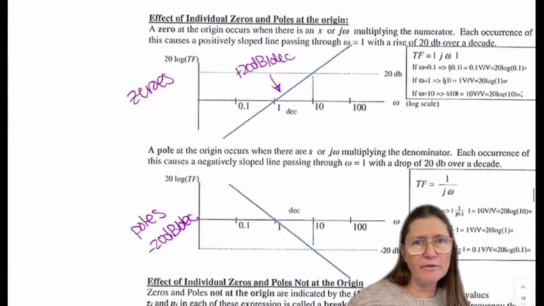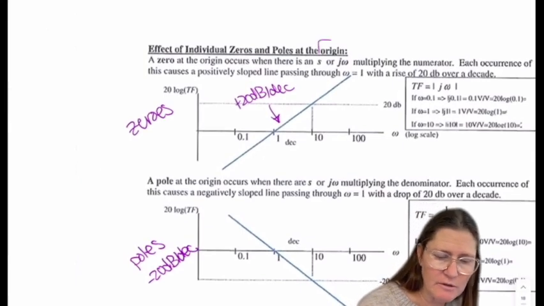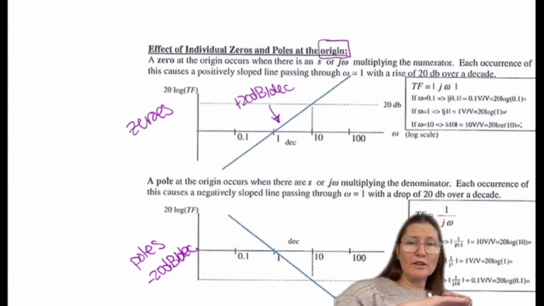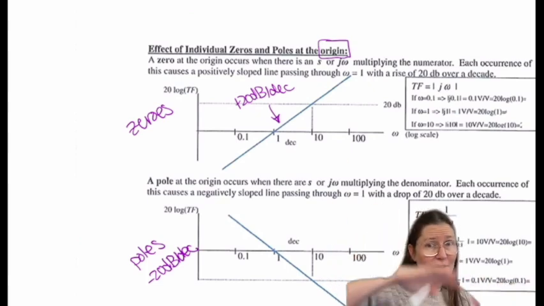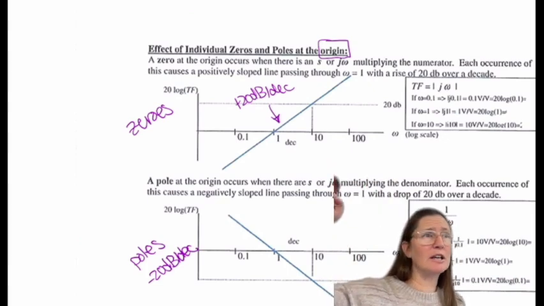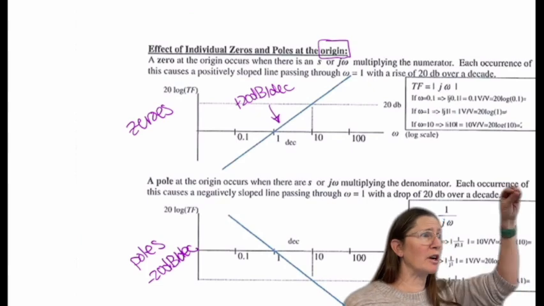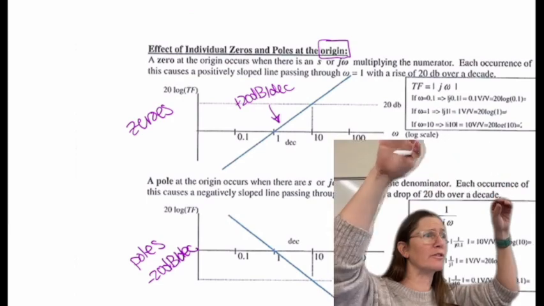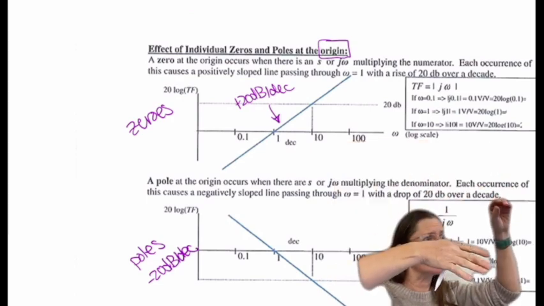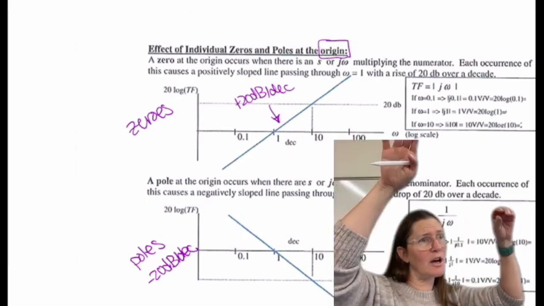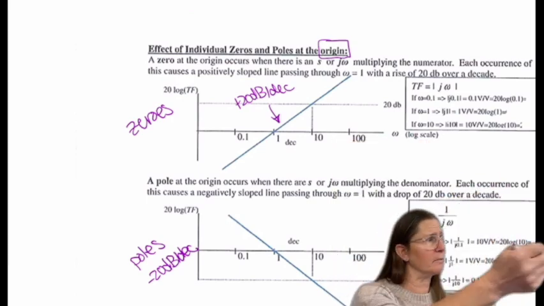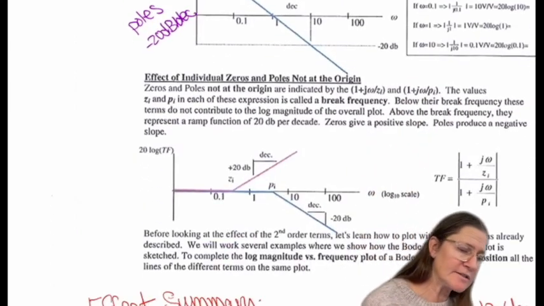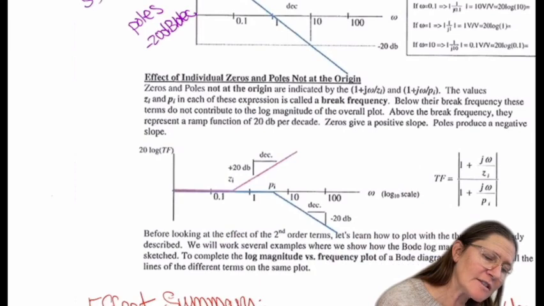If these are just at the origin, they just continuously go down and up at a slope of 20 dB per decade. So you just have to find on the graph where it is going through. You find a point it goes through, and then you know that the slope goes through that point. If it's a zero, it's going up. If it's a pole, it's coming down. This is just for s alone.